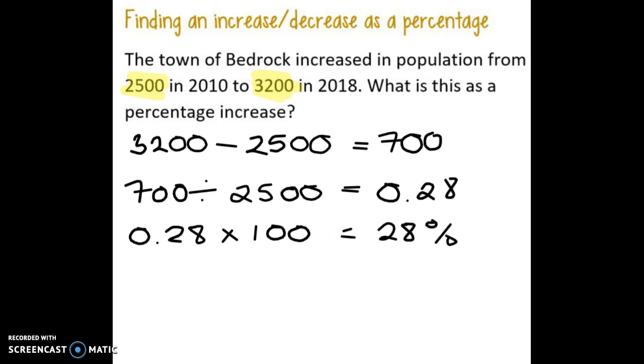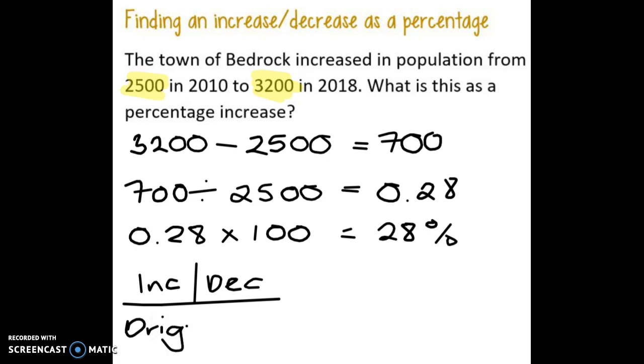So, how we actually do it, the formula for finding it, is work out the increase or decrease, divide it by the original amount, what happened first, and then times it by 100. And that's how you do the increase or decrease as a percentage.